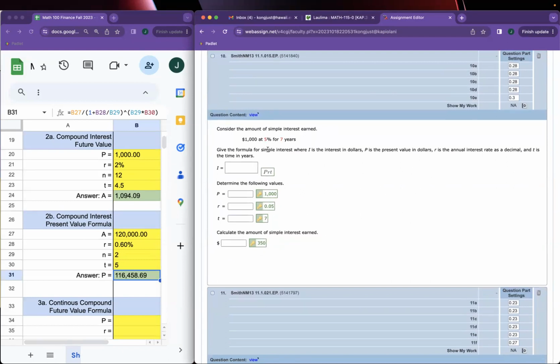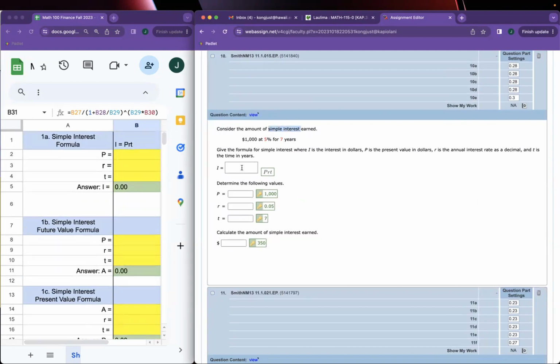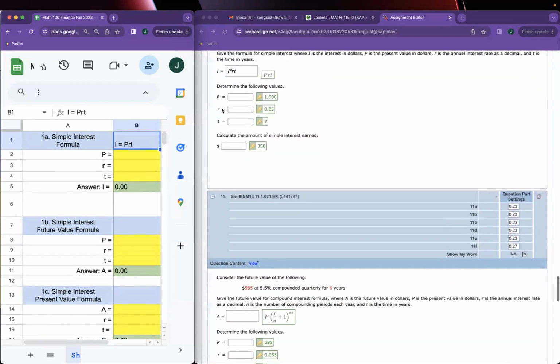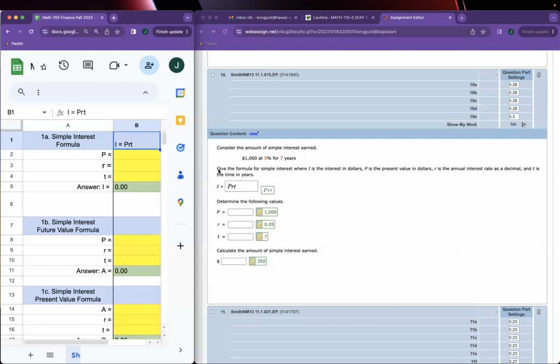$1,000, 5%, 7 years. Simple interest means, why don't we use the simple interest formula? That's 1A. What's the formula? I is equal to PRT. You can see it right here. I didn't actually copy all of them down, but for those where you don't have it, just refer to your formula sheet and copy down the formula, the letters for this first box. Give the formula where I is interest in dollars, P is the present value, R is the annual interest rate, T is the time in years. So all the stuff we learned already.